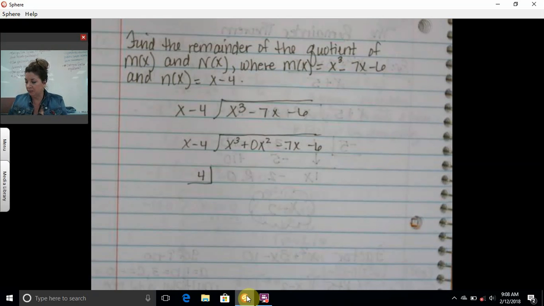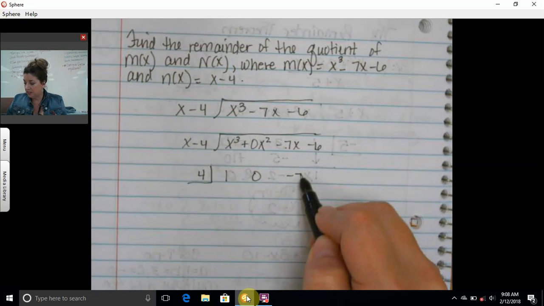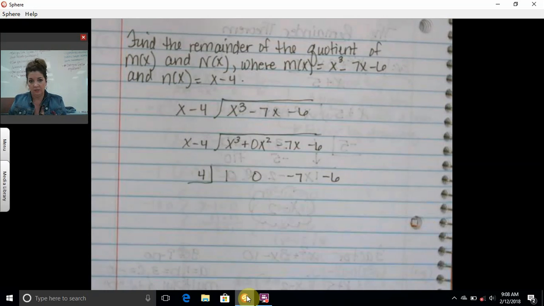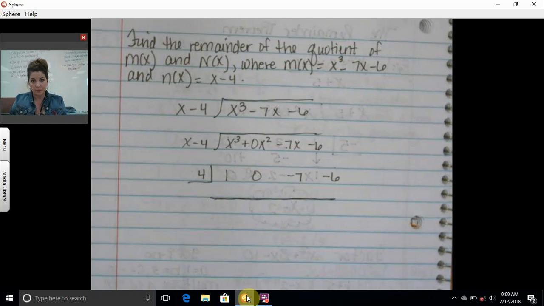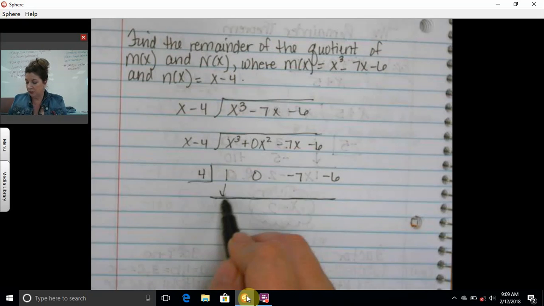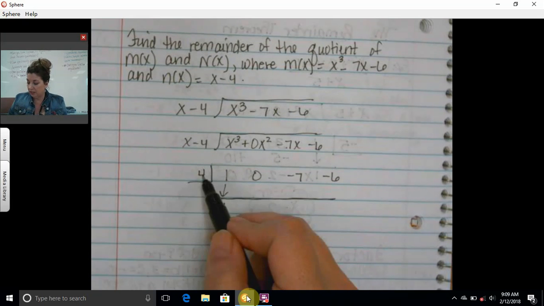So remember, when you're doing synthetic division, for your divisor, you want to change the sign of that number. So we'll put a plus 4 behind our little house. Bring down the coefficient of every term. So the coefficient of x cubed is 1. We have a 0, a negative 7, and a negative 6. Skip a line, draw a line. So to start, the first number you just bring down. And then what do we do? Multiply. 1 times 4 is 4.